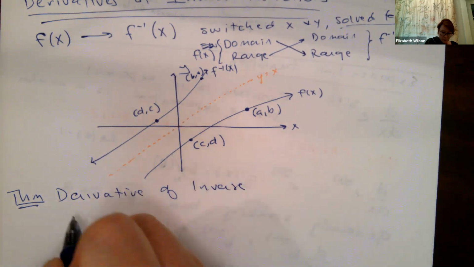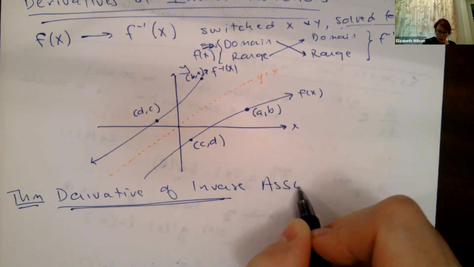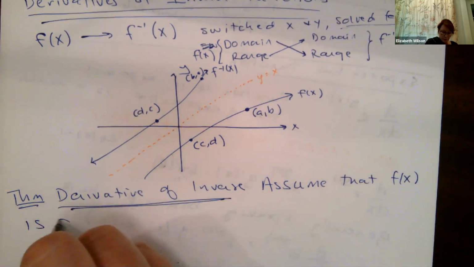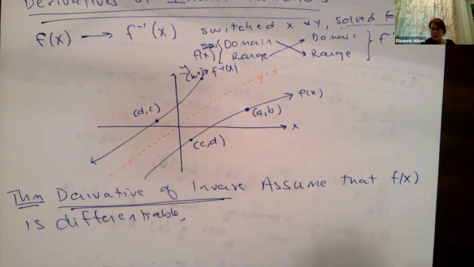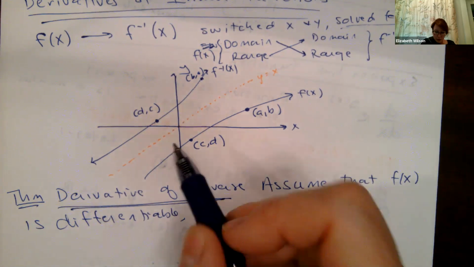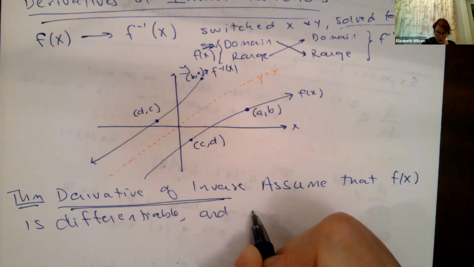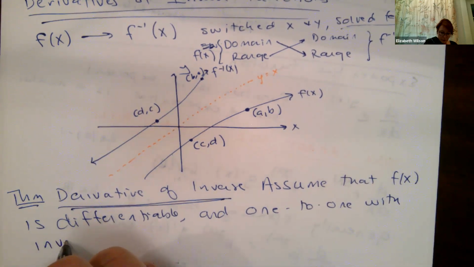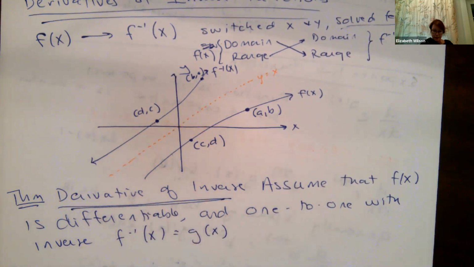of our inverse. Okay, so first off, I have to make some assumptions about my function. So we're going to assume that the function we're starting with is differentiable, and that it has an inverse that's one-to-one. So there's a corresponding point. Our inverse is a function, f inverse of x, which we'll call, for ease, g of x. Okay, so this is the inverse of our function, which we're going to call g of x.